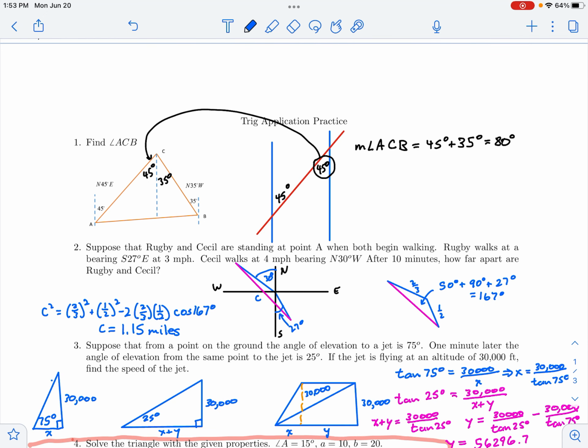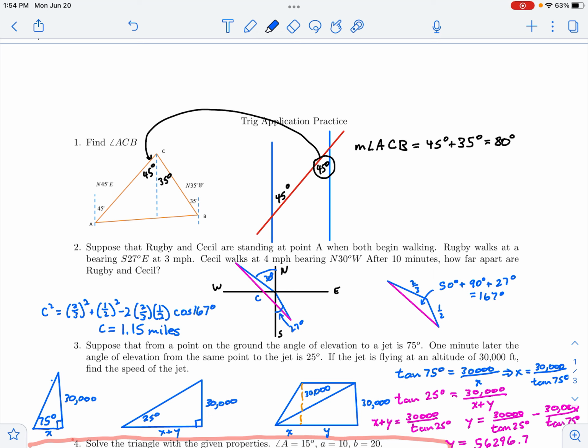Now, I've got it all written out here, but I just want to walk you through how I think about this. For example, this first one, all we're asked to do is find this angle, ACB. And what I've done here to help you, I drew a little parallel line. This is meant to be parallel to these two. I didn't really make that clear.